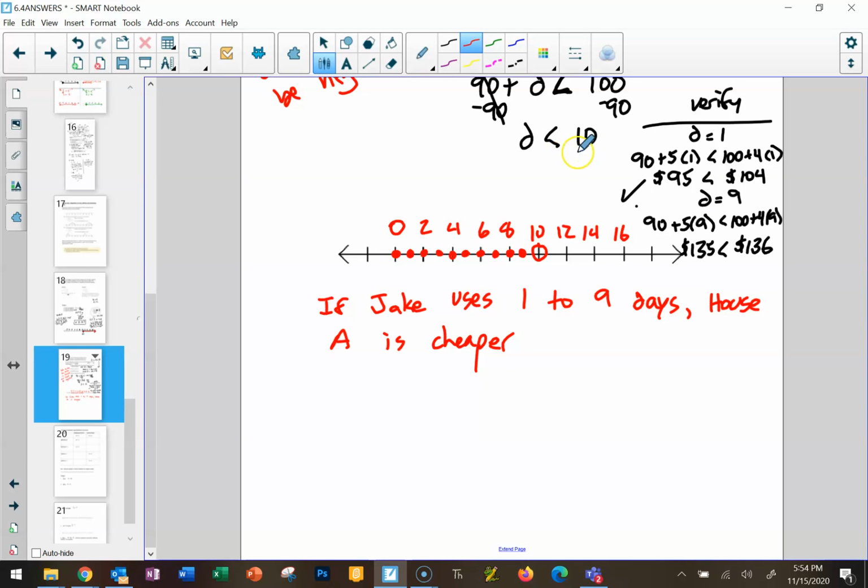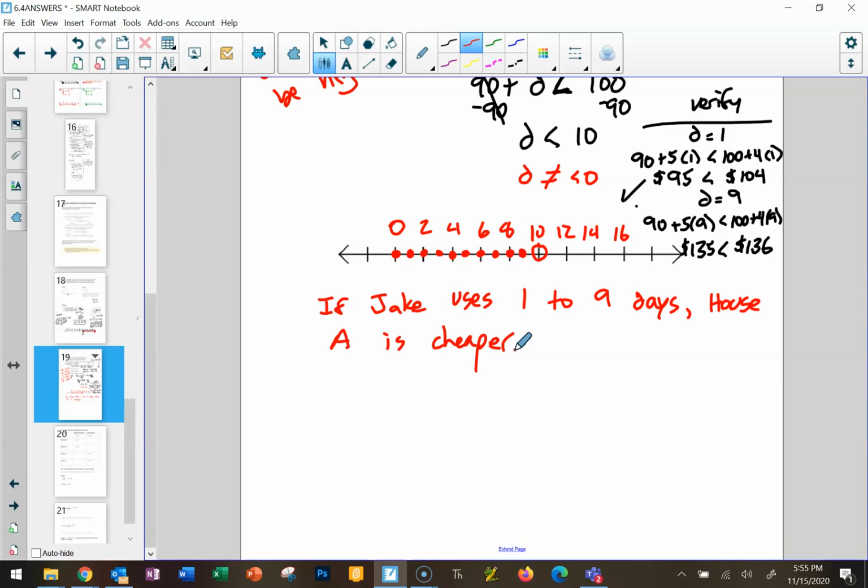Okay, so even in our solution over here, we've got D is less than 10, but we should probably also note that D cannot be less than 0, right? So D cannot be less than 0. Okay. And theoretically, D could not be less than 1, depending on whether or not, again, you wanted to consider a 0-day scenario. So, a very specific example is Jake. If Jake uses 1 to 9 days, house A is cheaper.